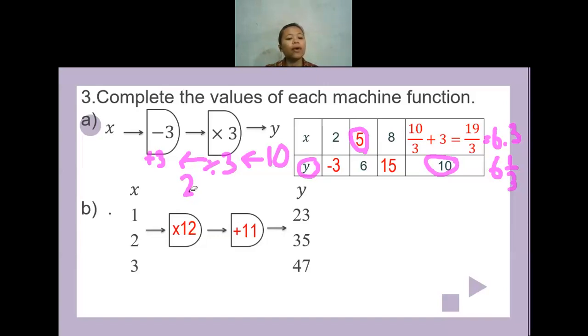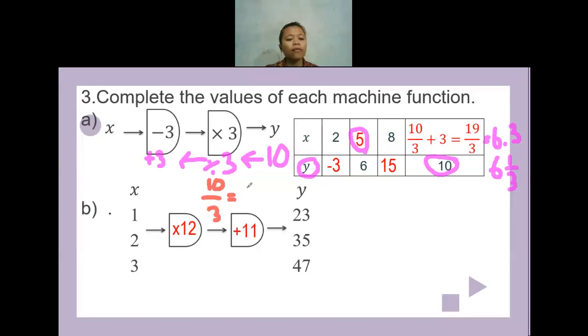10 divided by 3, you can write it as 3.3, or you can write it as 10 per 3. Either one is okay. So that's why I get 10 per 3 from there. This is 10 divided by 3. You can write it as 3.3, also fine.